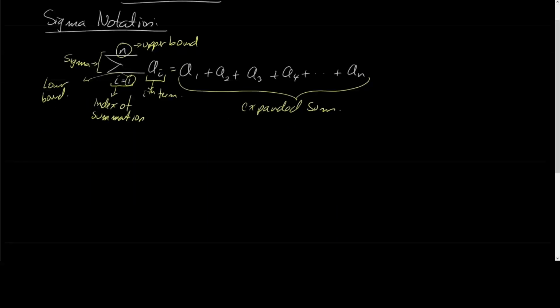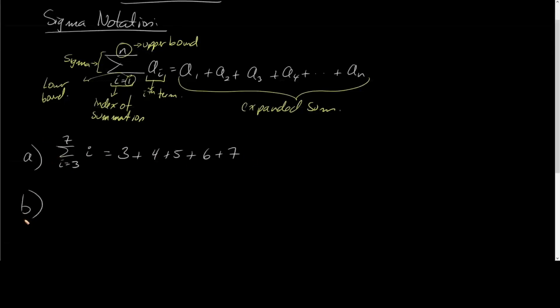But how do we use this? Let's do an example. Let's say I have the summation from i equals 3 to 7 of i. My index is i. We're starting at 3, going up to 7, and we're adding i itself. That means I'm going to have 3 plus 4 plus 5 plus 6 plus 7. This adds up to 25, but that's not the point. The point is, how does this become an expanded version? That's sigma notation.